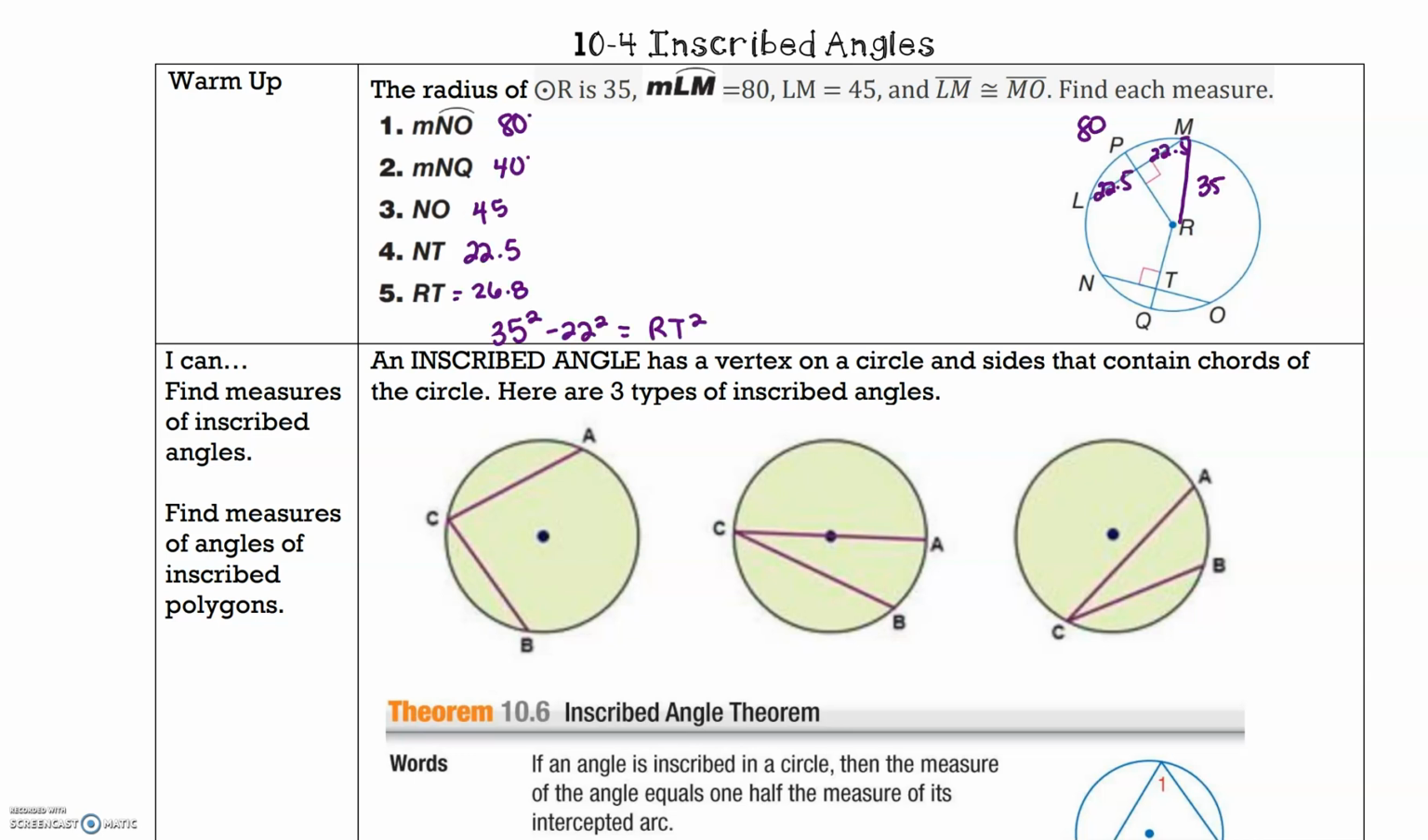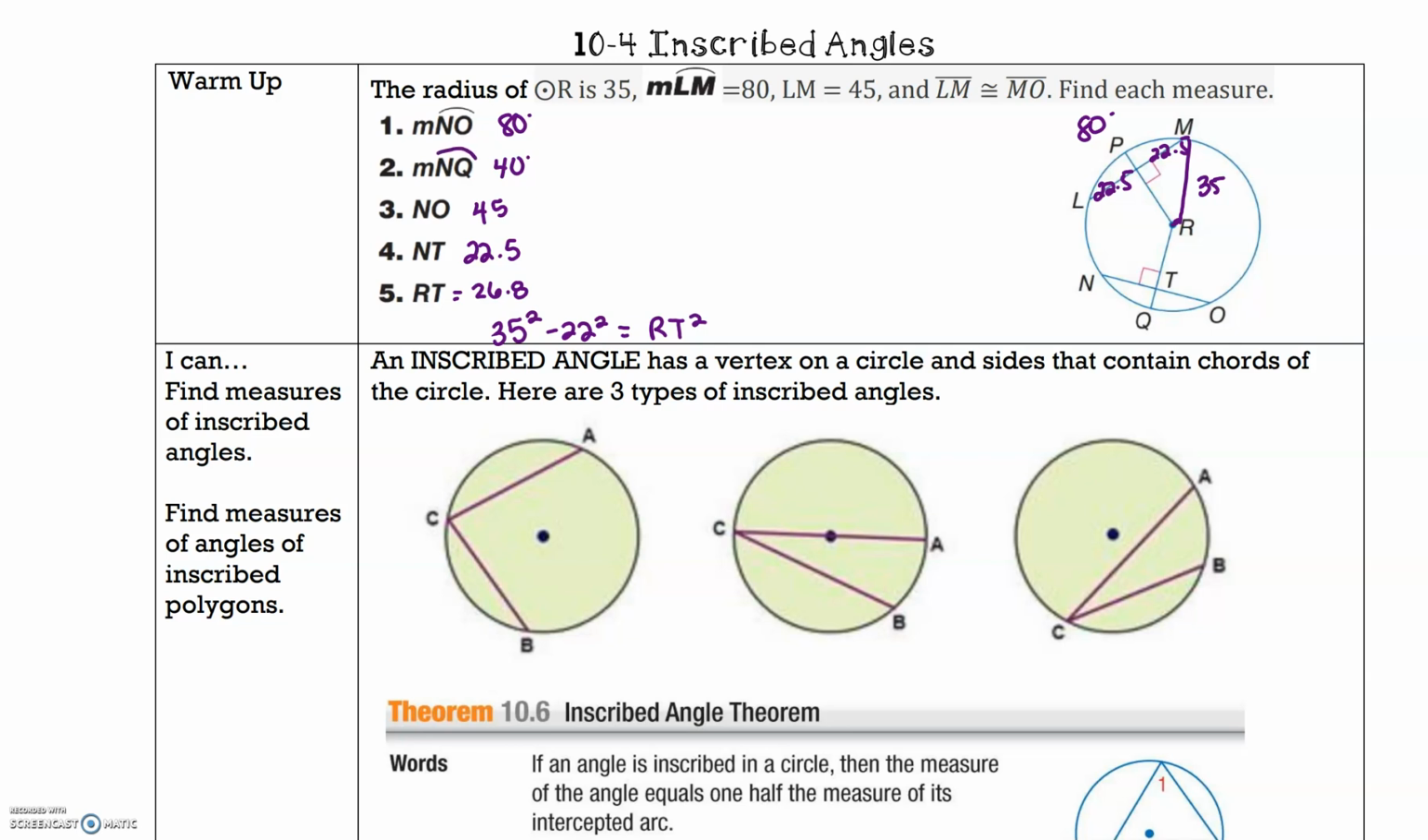So they gave us that arc LM is 80, and so that means that arc NO is going to be the same since these are perpendicular and going to the center there. We know the arcs are going to be the same. And the radius is 35. So RQ is 35, RP is 35, RM would also be 35 if we completed that triangle there. We know that LM, the chord, is 45, so half would be 22.5 on either side. And so we can answer our questions over here.